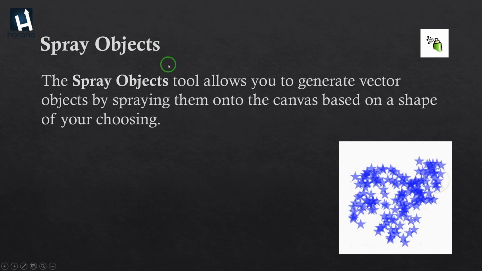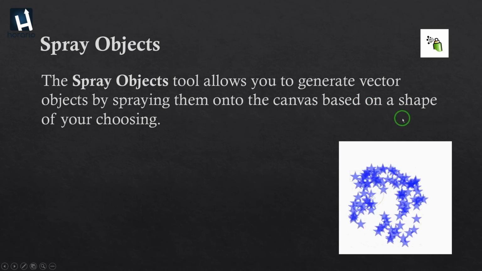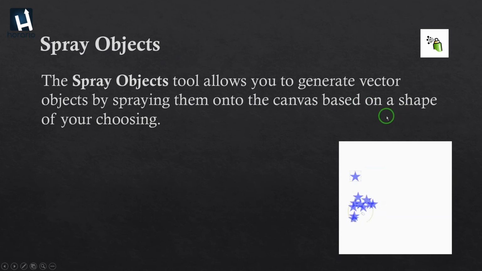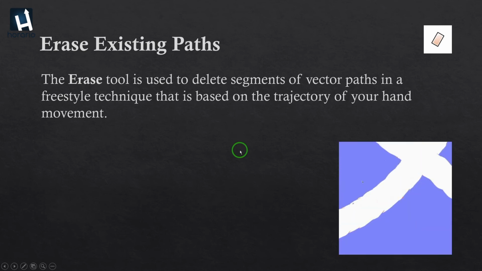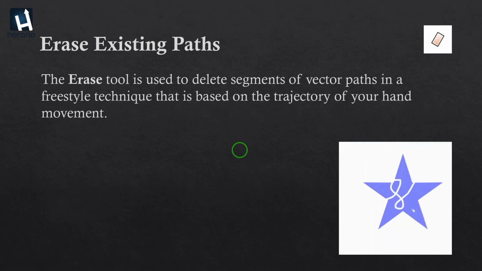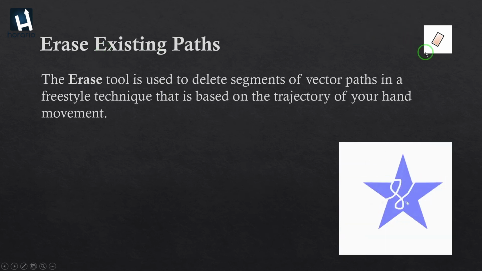The spray object tool allows you to generate vector objects by spraying them onto a canvas based on a shape that you are choosing. So this is another fancy tool that we use in Inkscape. You can see how the works of it by the animation given here. So this tool is erase existing path. This is the logo of icon of this tool.